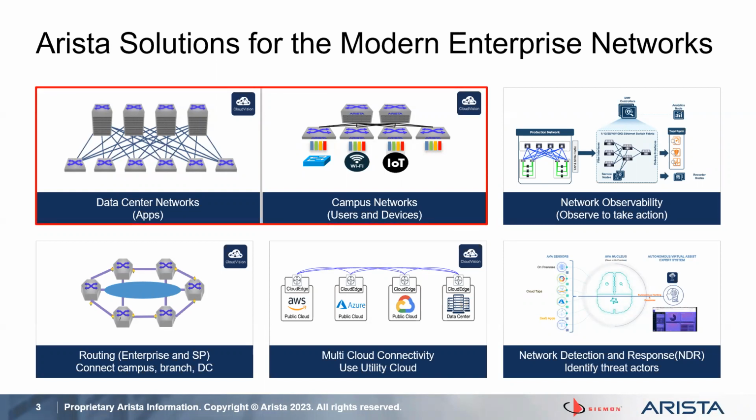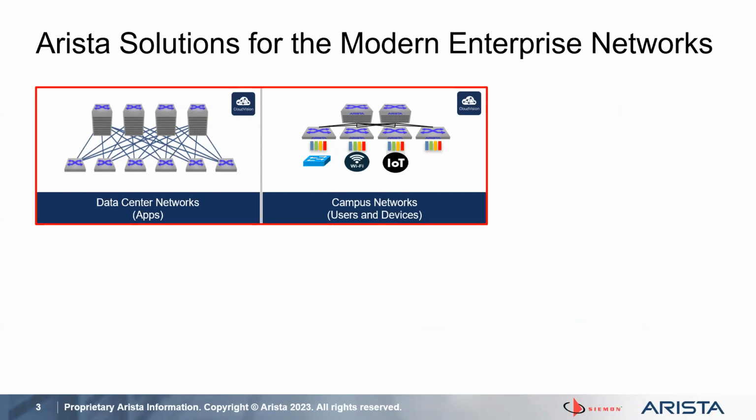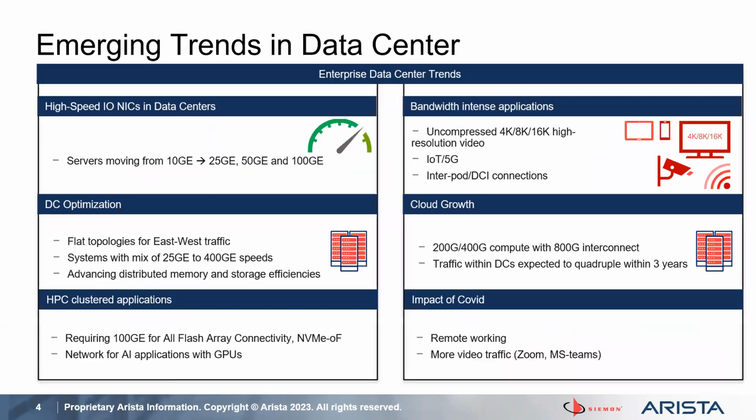Now, do keep in mind that Arista does a lot of other things, including observability, security, cloud connectivity, and routing. But today's focus is really just going to be on the data center and the campus networks. Next slide.